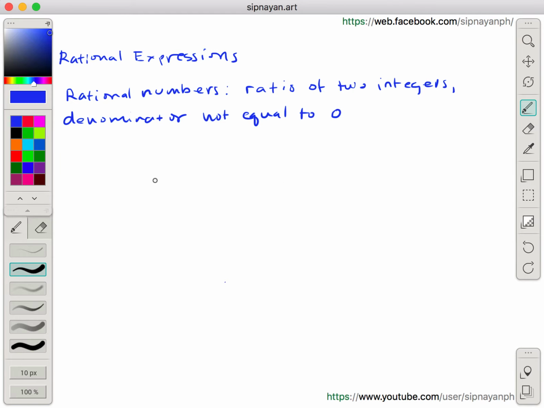So, for example, meron tayong 8 over 11. So, this is a rational number because it's a ratio of two integers and the denominator is not equal to 0. And we have also negative 8 over 10. Negative 4 over 10 halimbawa. Or negative 4 over negative 10. Or maybe negative 9 over 1. And another one is 0 over 3. So, pwede tayo mag-0 sa taas. Ang bawal yung 0 sa ibaba. So, that's a definition of rational numbers.